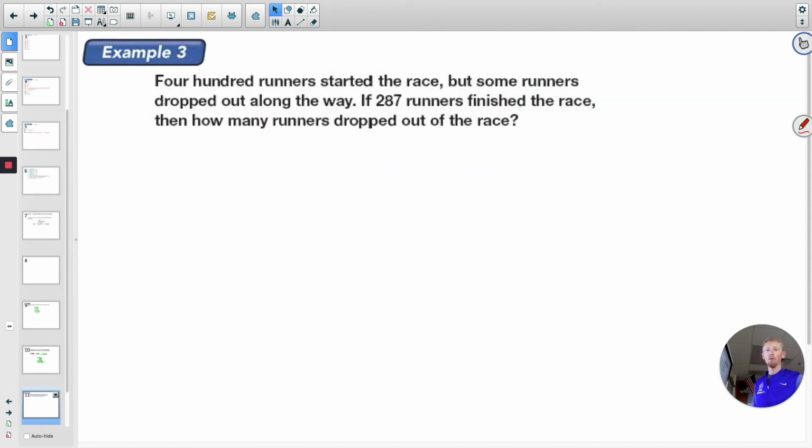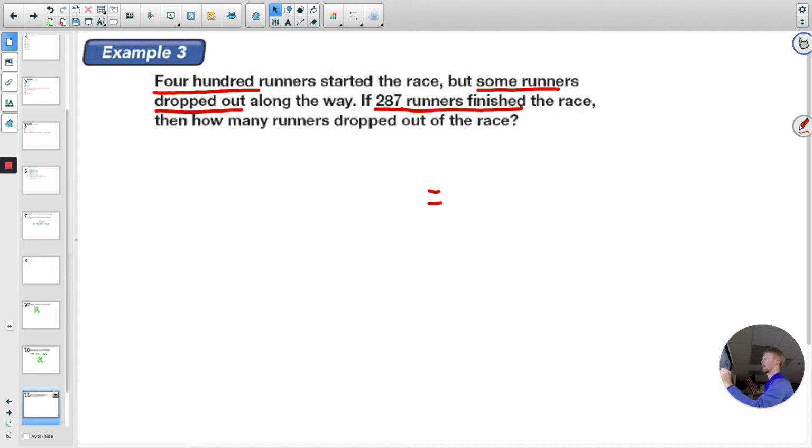All right, 400 runners started the race, but some runners dropped out along the way. If 287 runners finished the race, then how many runners dropped out of the race? There's a lot of information to take in here, so you just got to take it one step at a time and really focus on what information you know and what information you don't know. So I know right here 400 runners. I had 400 that started the race, okay? Some dropped out. And then I had 287 that finished the race. So at the end, I had 287.